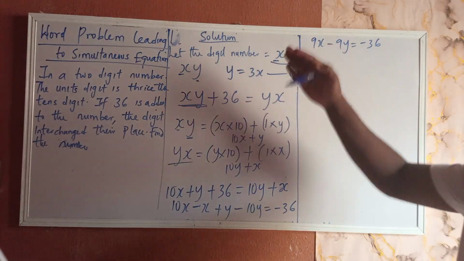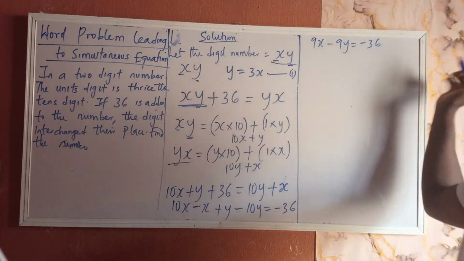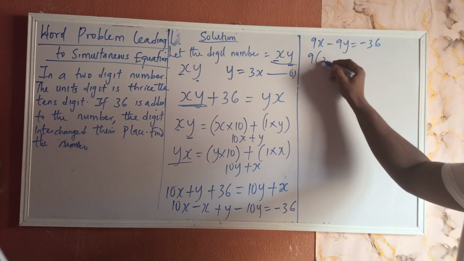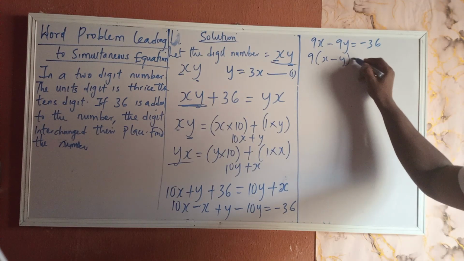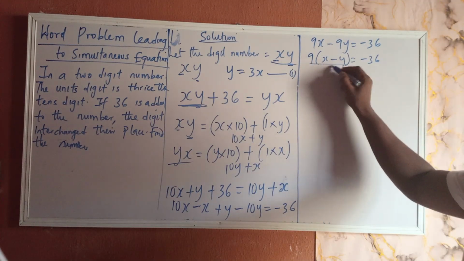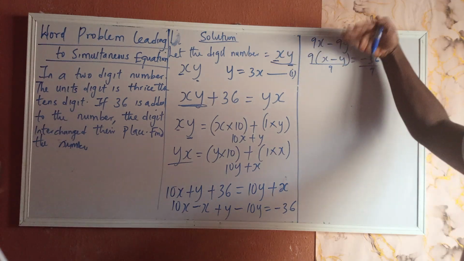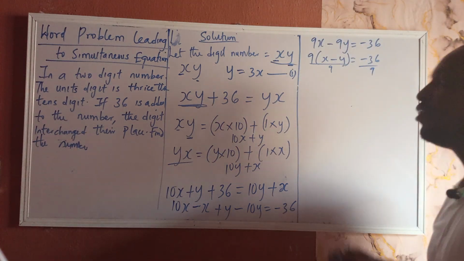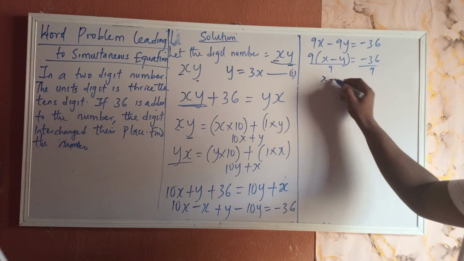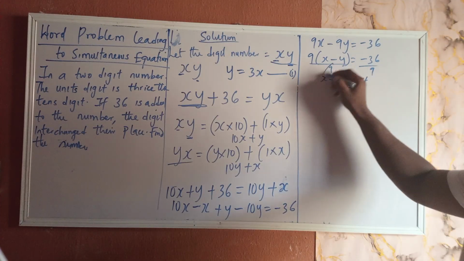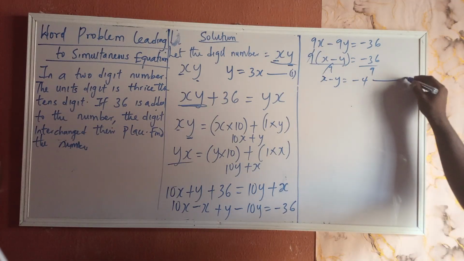So let's break down this value. 9 can go through, so let me use 9 to factorize out: 9 times x minus y equals minus 36. Divide both sides by 9, trying to reduce the value. So we now have x minus y equals minus 4. That would be my equation 2.